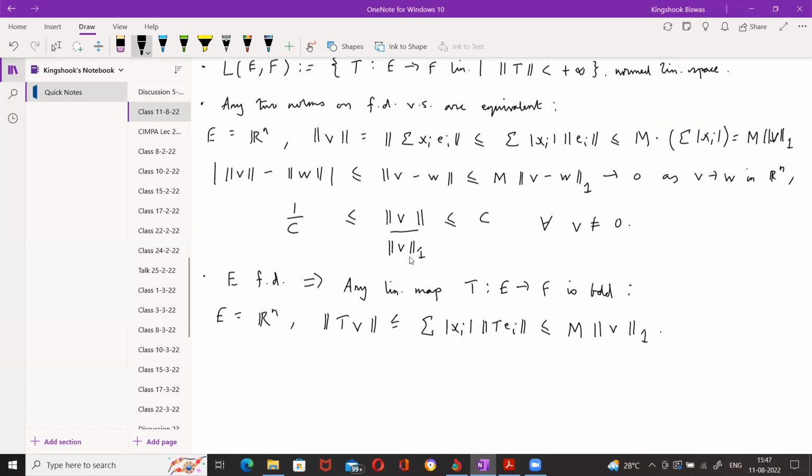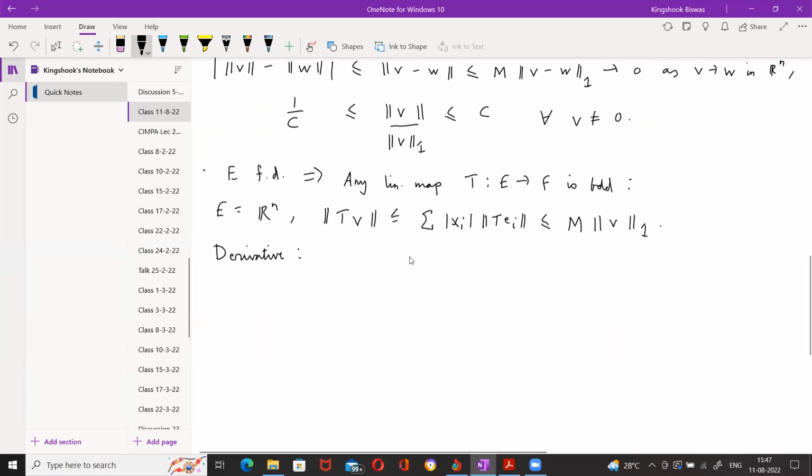Okay, so now let's come to the derivative. Let me just recall quickly. If I take a function from R to R, then the derivative, of course, you can think of as a real number, the slope of the tangent line. So this is x. This is f of x. And this slope is f prime x.